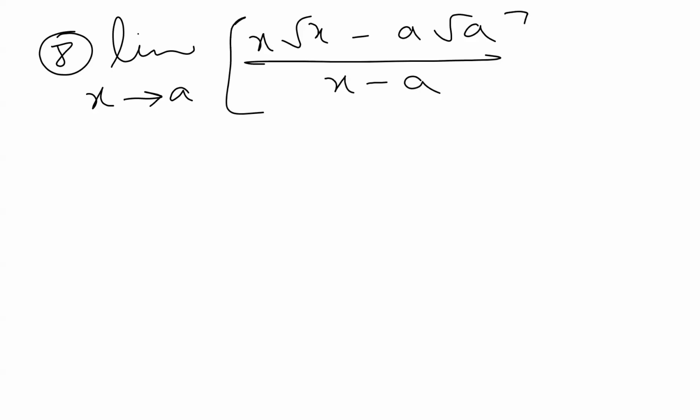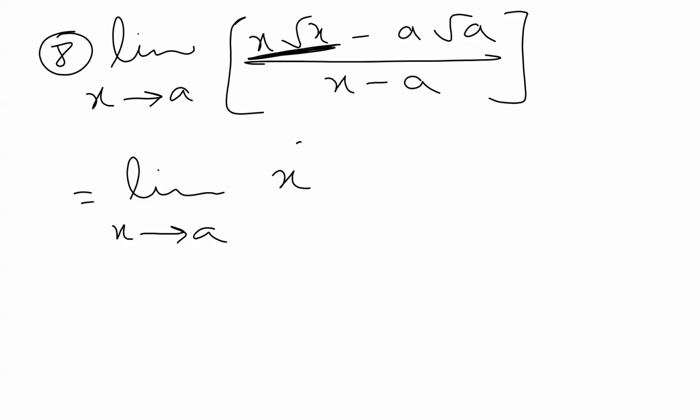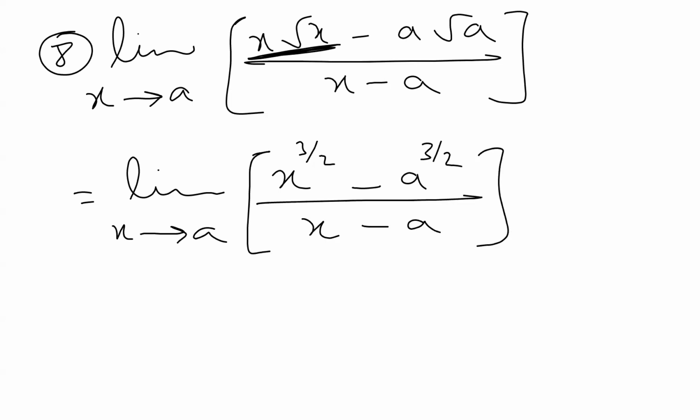Now sometime back, in the previous problem, I told you something. What is x root x, guys? X raised to 3 by 2. Correct. X root x is nothing but x raised to 3 by 2. Okay. Yes or no? Yes, sir. Great. So minus a raised to 3 by 2 upon x minus a.